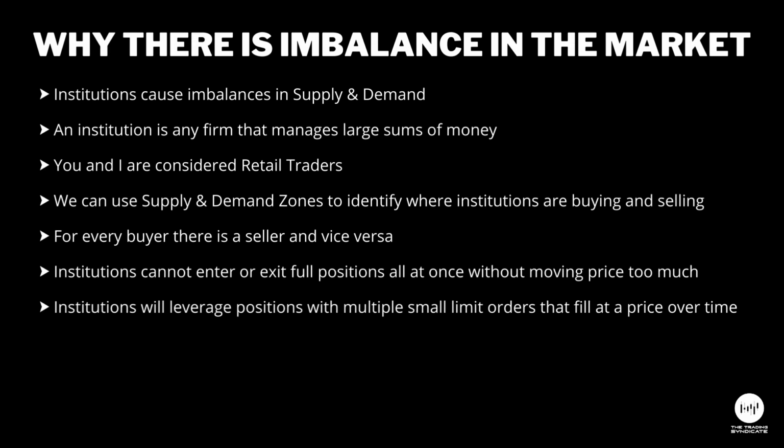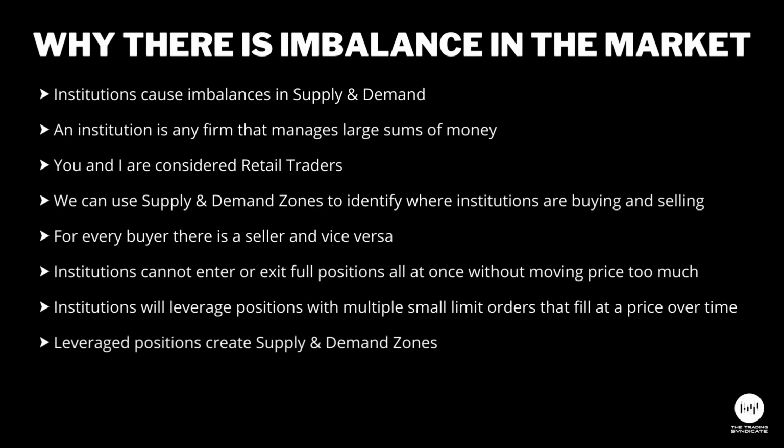To get around this, institutions will leverage their position where they will set multiple small limit orders to fill at that price over time. So when there are buyers who are purchasing at that price, those limit orders will fill. Now, this will generally push the price of the stock back downward, and the rest of those limit orders will only fill when price re-enters that level. This is how a supply or demand zone is created.